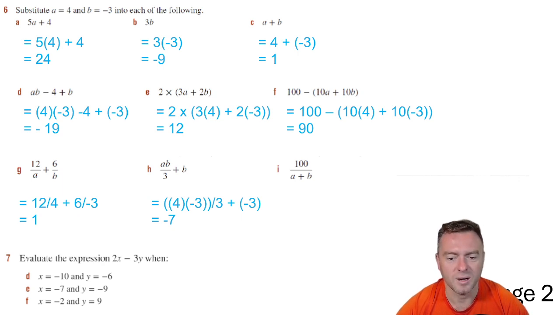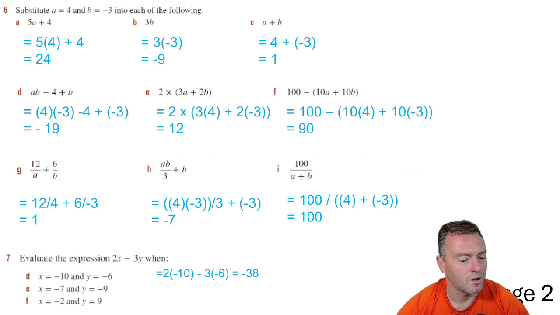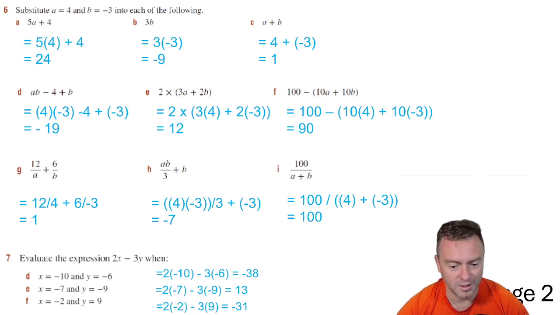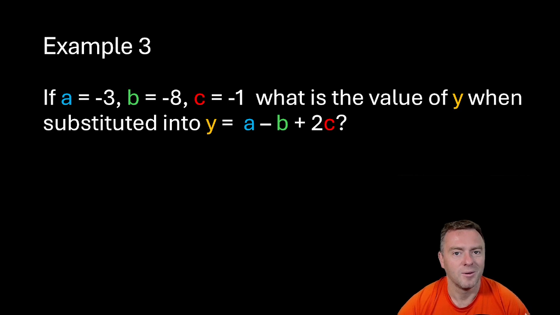Then over here we've got 100 plus divided by 4 minus 3, which gives us 1. So then we get 100. Over here we then have 2 times negative 10 minus 3 times negative 6, which gives us negative 38. We have 2 times negative 7 minus 3 times negative 9, which gives us 13. And then the last one, we've got 2 times negative 2 minus 3 times 9, which gives us negative 31.